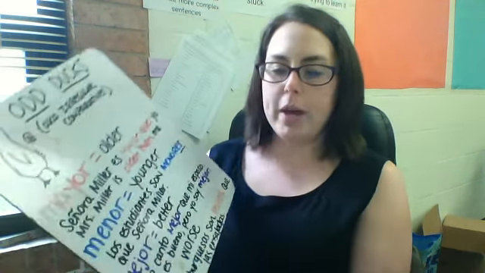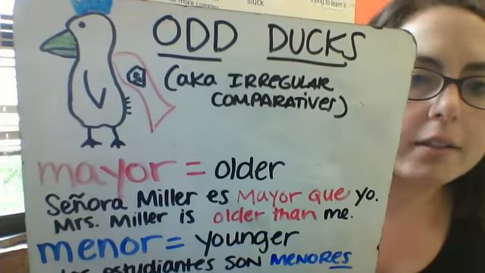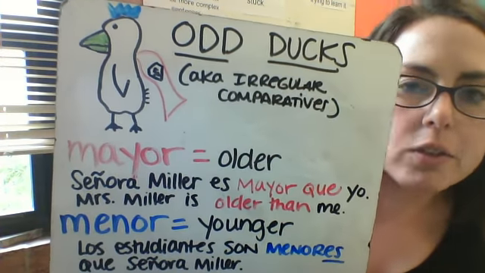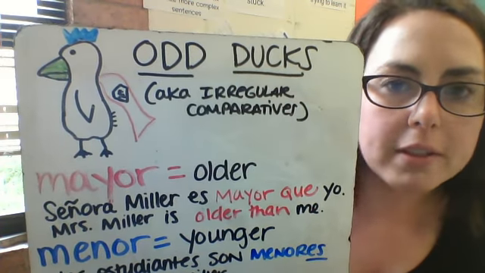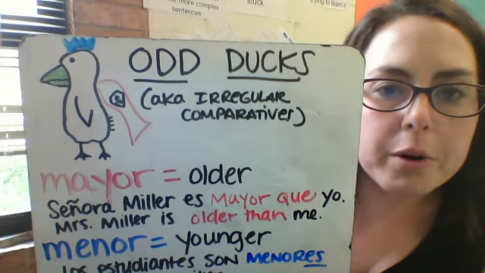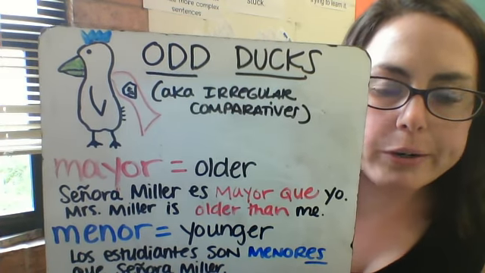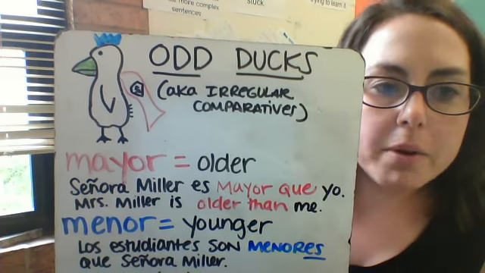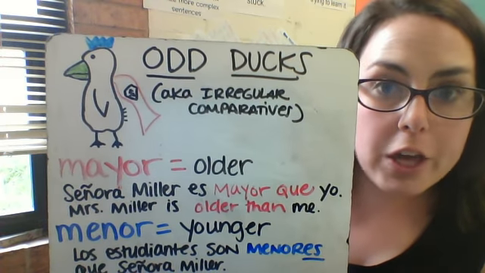All right. For our last little bit here, we have some irregular comparatives. Okay, these are ones that don't quite fit the mold like the other ones do. They don't follow a pattern. The first one is the word mayor, which means older, and you know that because that's one of your vocab words. So for example, I could say, Señora Miller es mayor que yo.